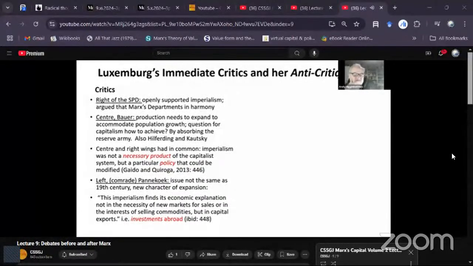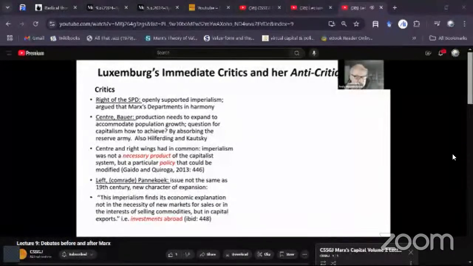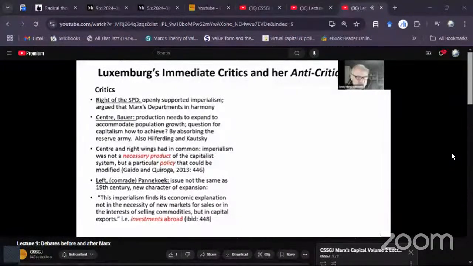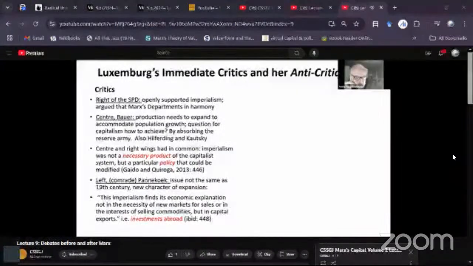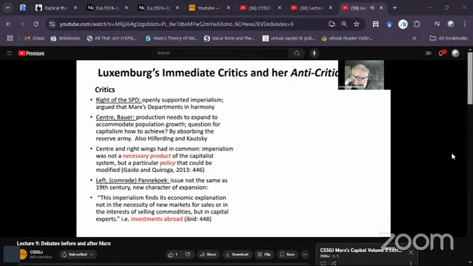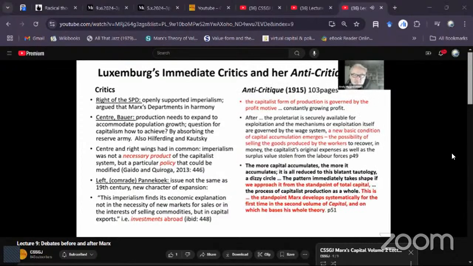Okay. Now, what does that mean? And this is the political point, right? The centre and right wings had something in common, which was that imperialism was not a necessary product of the capitalist system, but a particular policy that lobby pressure could change. Okay. So once again, there's no material objective basis of the necessity of revolution. And although Luxemburg can be critiqued in one sense, politically, she never accepted this. And that was the whole point of her argument, to combat this position, that it's inherent in capitalism that it will be imperialist. Okay. And there was also a left critique, which is actually not so significant.